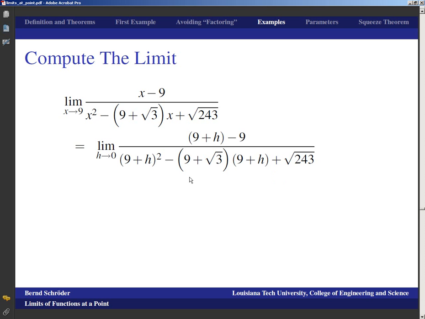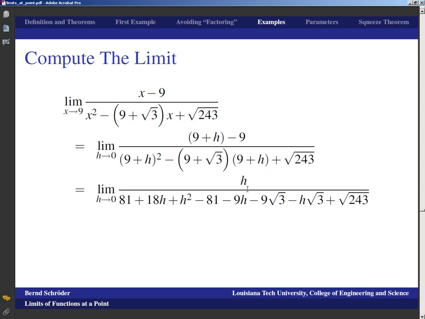Now in the numerator we can cancel the 9's. In the denominator we have to multiply a bunch of stuff out. Numerator remains h. 9 plus h squared is 81 plus 18h plus h squared, right? 9 squared plus 2 times 9h plus h squared. Then we multiply out the other parentheses. 9 times 9 is 81. We've got a negative sign from the front. Then we've got a 9h with a negative sign from the front. We've got a root 3 times 9 with a negative sign from the front. And we've got a root 3 times h with a negative sign from the front. And then we've got a root 243 left here.